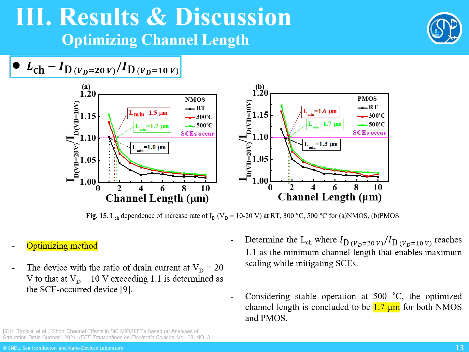We check the ratio of drain current at 20 volts and 10 volts. When the ratio is higher than 1.1, short channel effects dominate. Using this method, the optimized length is 1.7 micrometers at 500 degrees for NMOS. PMOS shows almost the same trend. So we conclude that 1.7 micrometers is the minimum safe channel length for both devices.